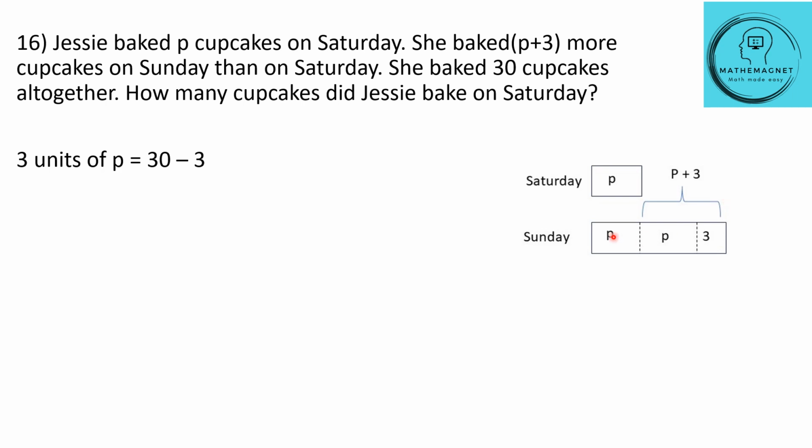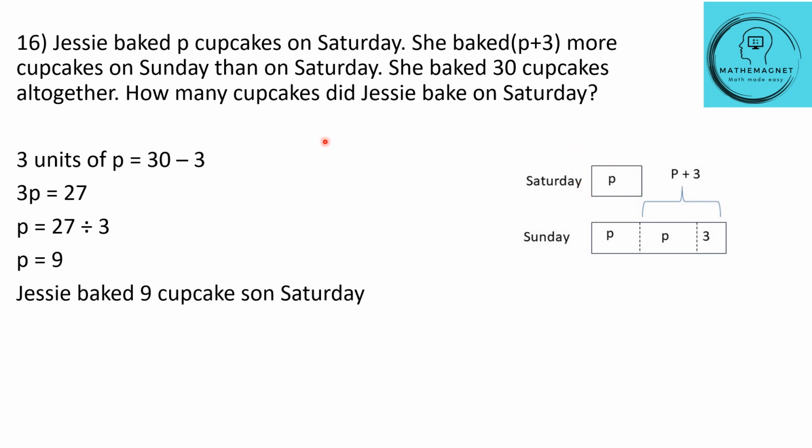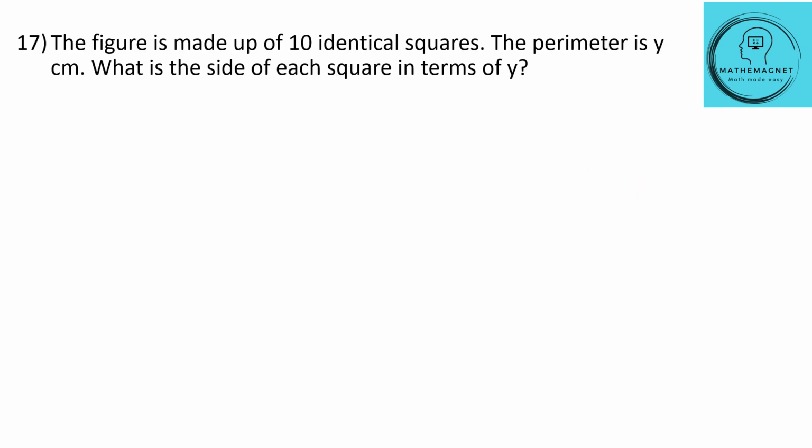Now see, there are 3 units of P plus 3 equal to 30. So 3P will be 30 minus 3, which is equal to 27. P is equal to 27 divided by 3. P equals 9. Now what is P? P is the number of cupcakes baked on Saturday, 1 unit of P. That is the question: how many cupcakes did Jessie bake on Saturday? It is 9 cupcakes on Saturday. Let's look at the 17th question.